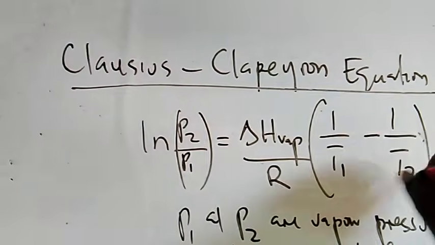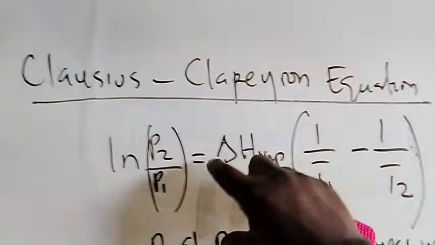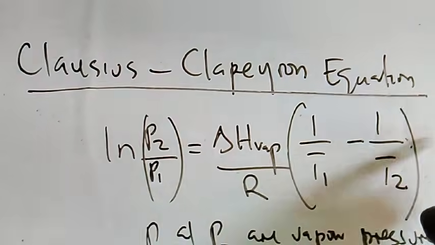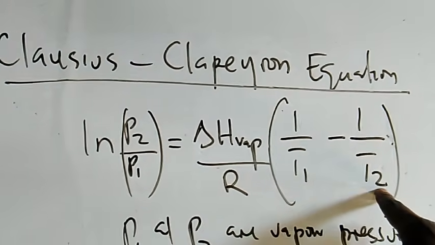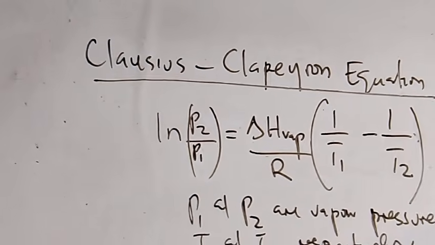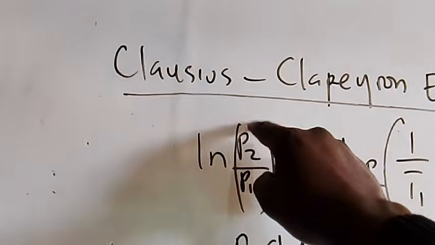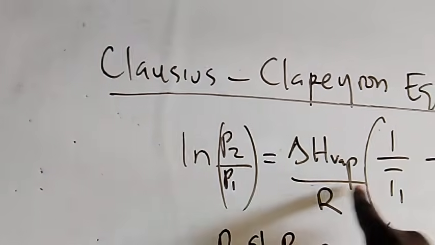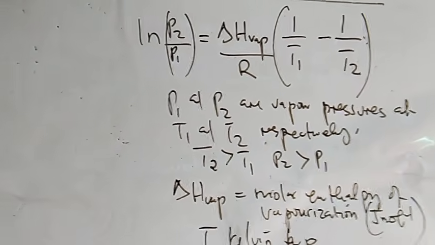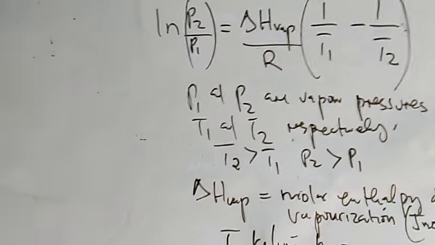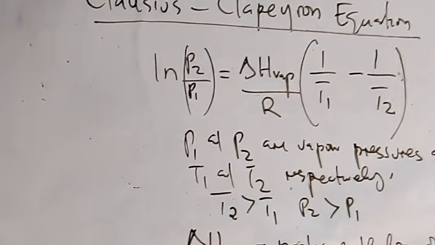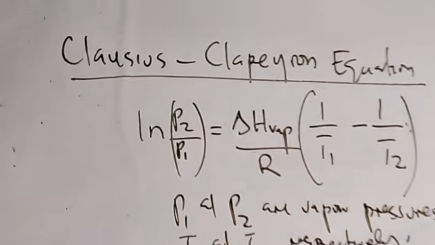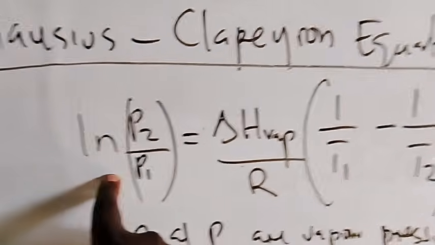We can even interchange the temperatures: if T2 comes here and T1 goes there, then we introduce a negative here. So if P1 is on top and P2 is down, the way it is, then there will be a negative. It is important to stick to one equation that you are used to rather than to know a lot, because you may start confusing the equations. So this is the equation that we shall adopt, and it's easy to remember.